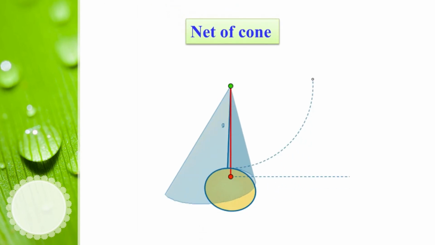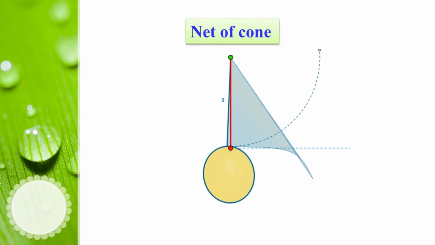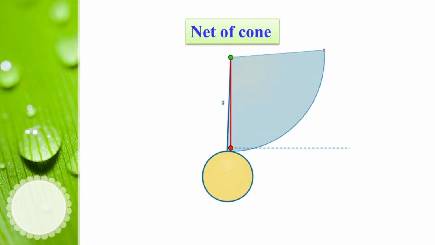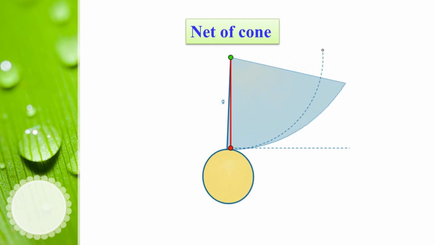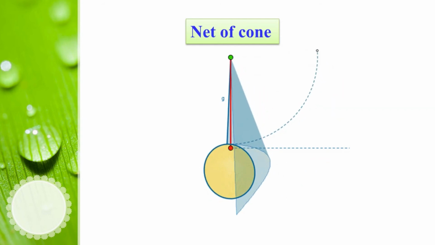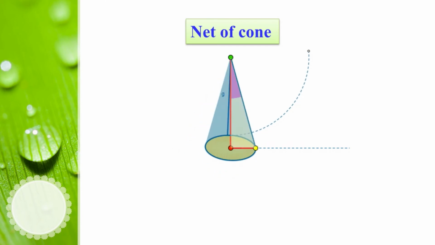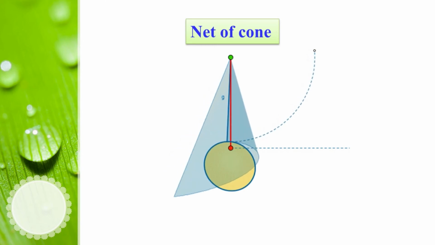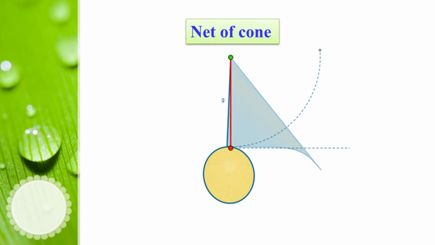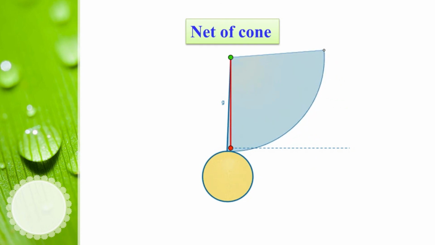Here is a net of cone. Look at the picture. To form a cone, we have a circle and a sector. Using this, we can form a cone. You know very well that a cone has a circular base and a curved face, and also it has a vertex. Using a sector and a circle, we can make a cone.